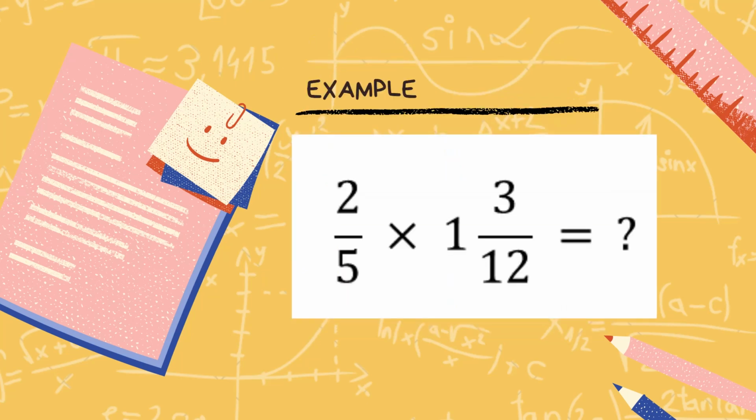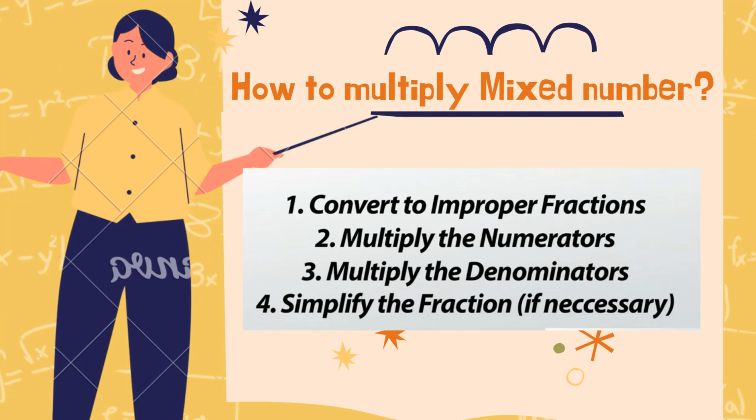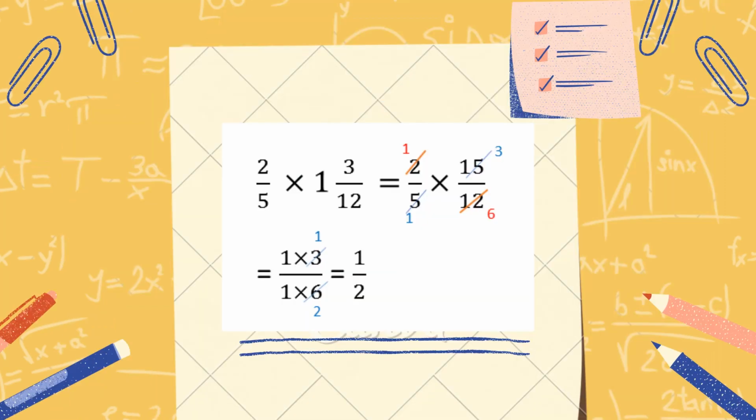Another example is 2 over 5 times 1 and 3 over 12. So, how are we going to multiply this? Because 1 and 3 over 12 is a mixed number. So, we have steps in multiplying the mixed number. First, convert to an improper fraction. Second, multiply the numerator. Third, multiply the denominator. And last, simplify the fraction if necessary.